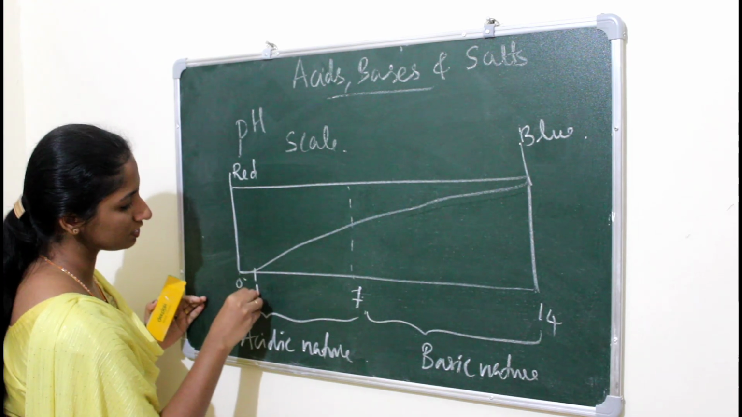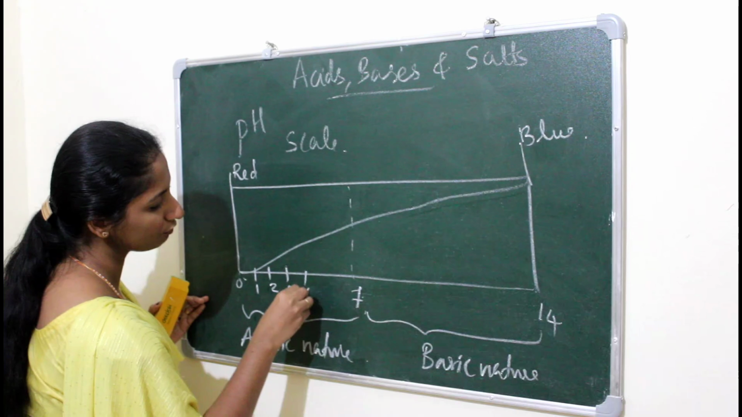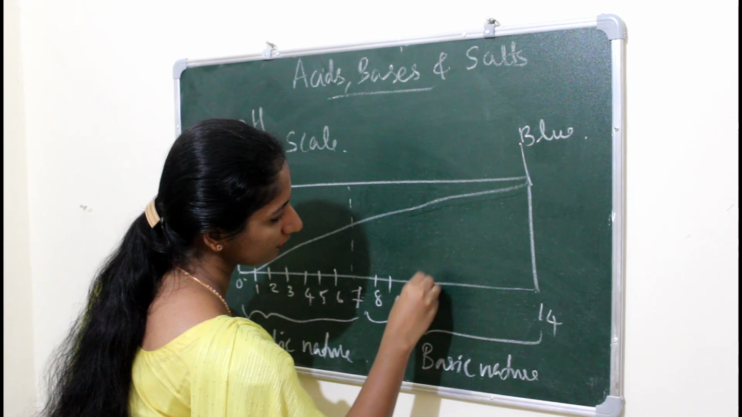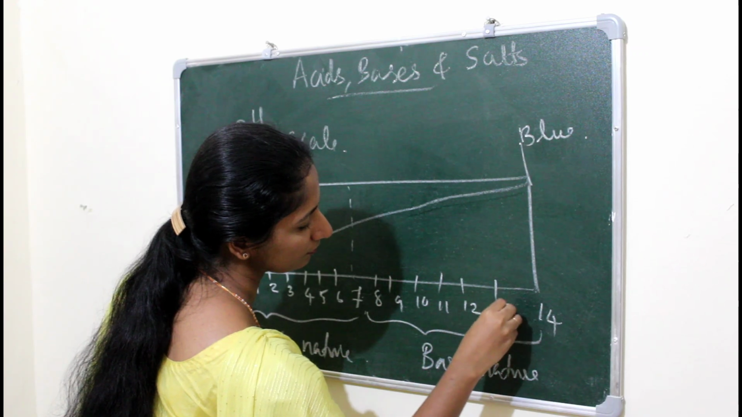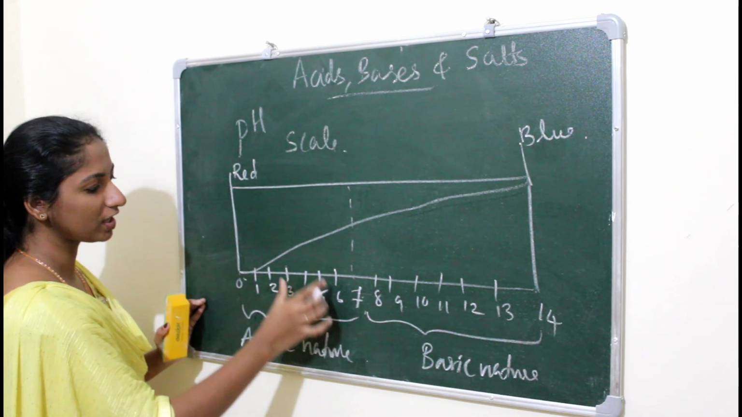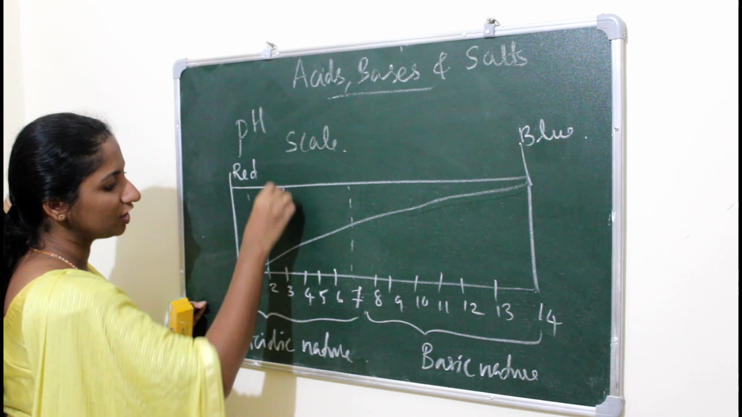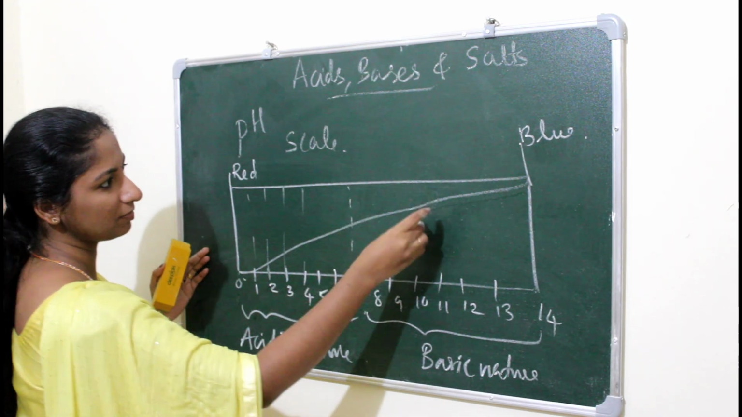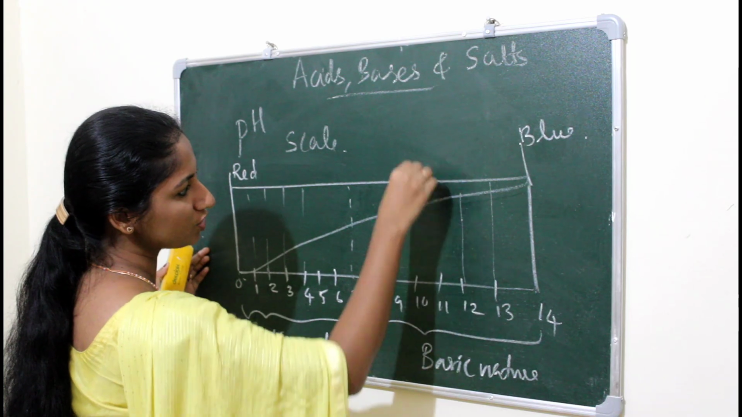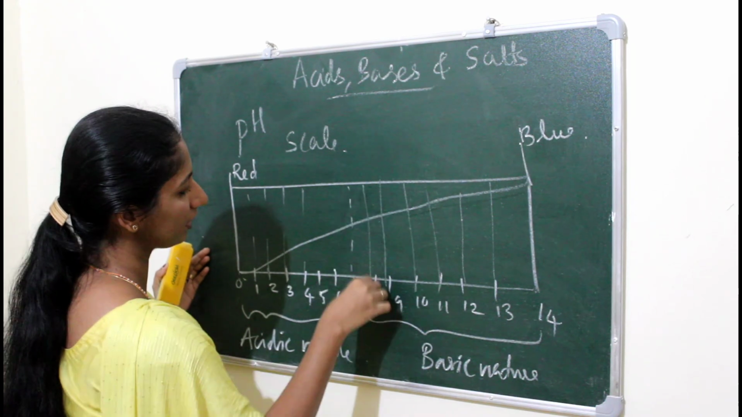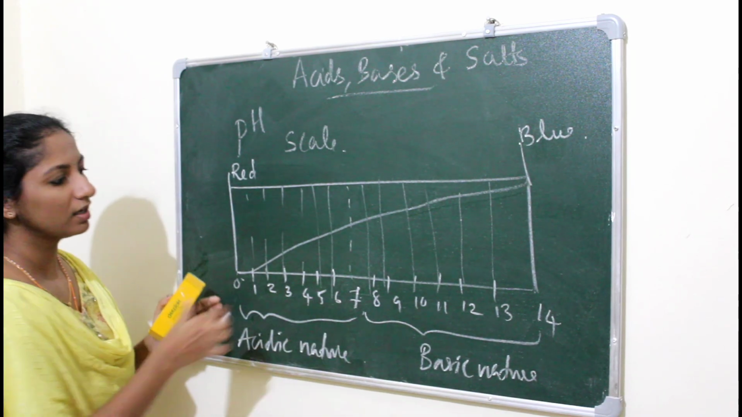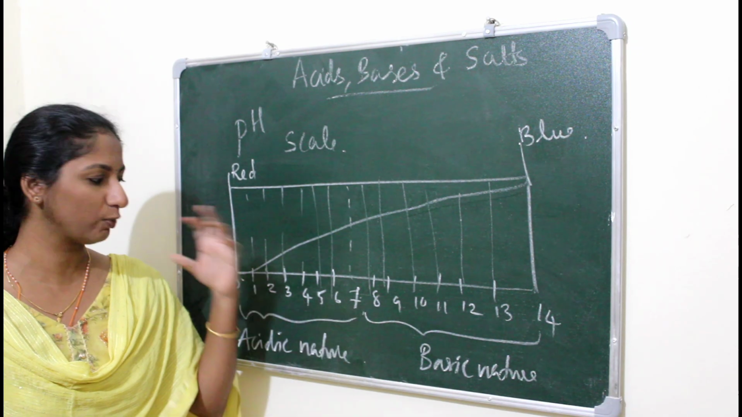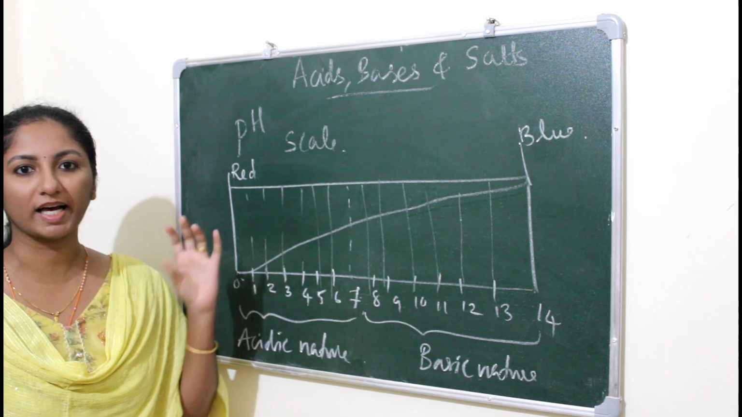That means 0, 1, 2, 3, 4, 5, 6, 7, 8, up to 14, like that. For each value it will show a different color. So by comparing this color with this litmus paper, we can denote whether it is acidic or basic and what is the pH value of that solution.